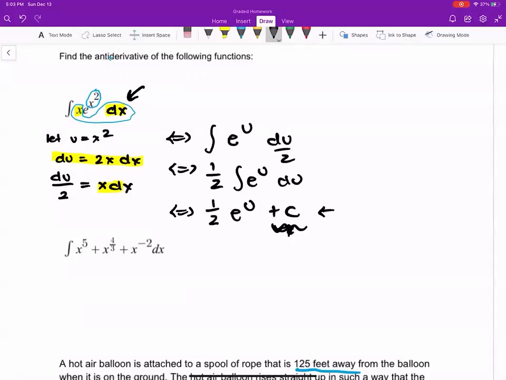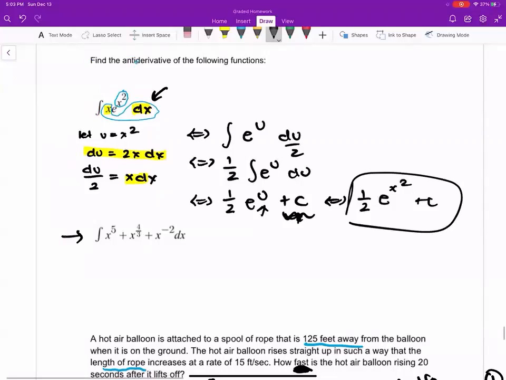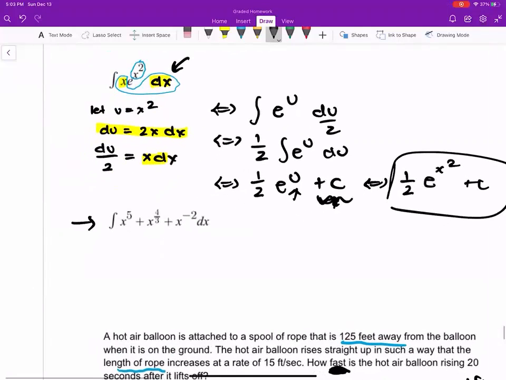Also, you do not want to forget subbing back u. So this would be 1 over 2 e to the x squared plus c, and this would be your final answer. For this question, this question is very simple.